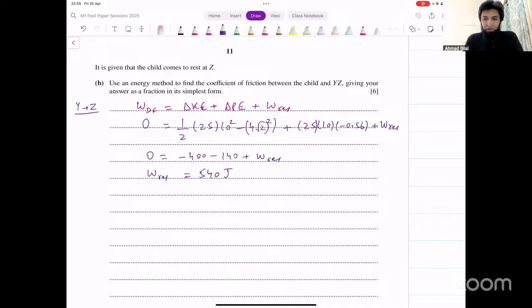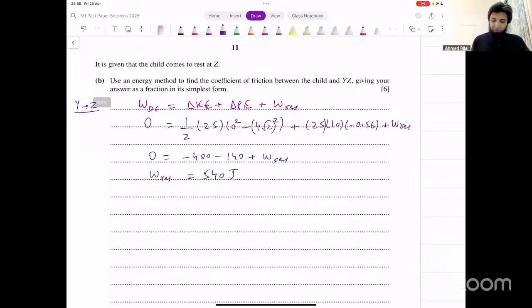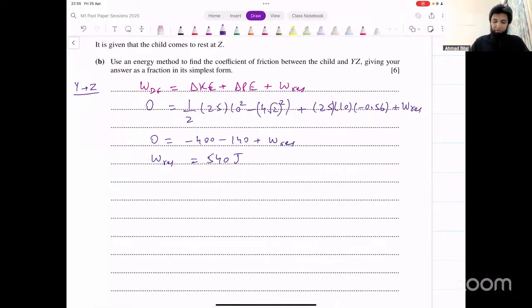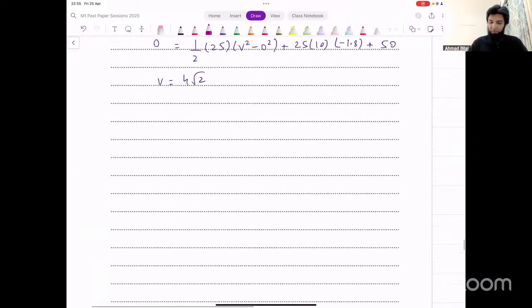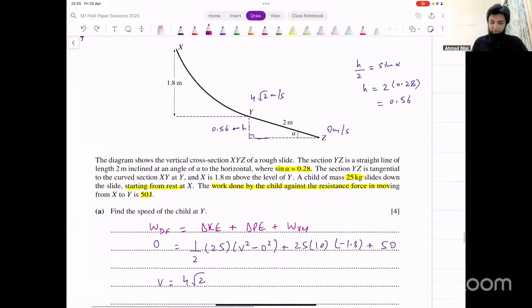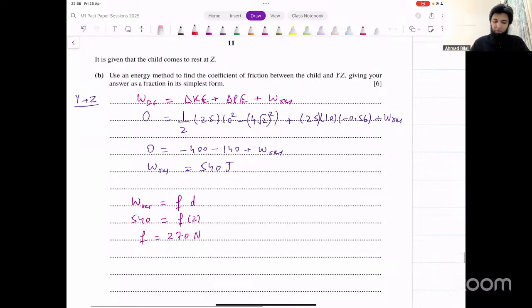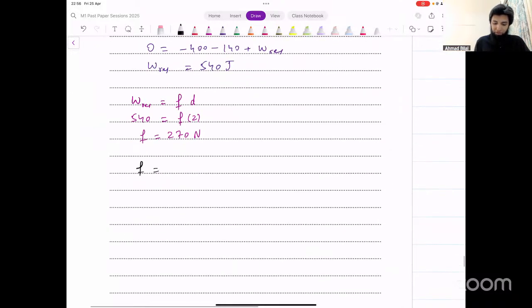Now that we've got the work done against resistance, we have to find the coefficient of friction. Now, what's work done against resistance? How is work defined? Work is force into displacement. Work done against resistance would be friction times the displacement. So we can say 540 equals friction times displacement. What was that? 2 meters. And that will give you the value for friction. That is 270 Newton.